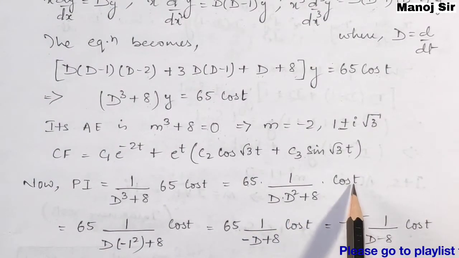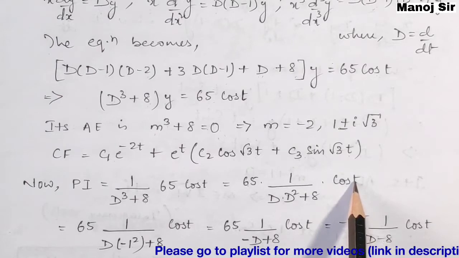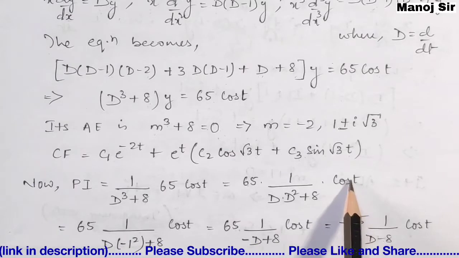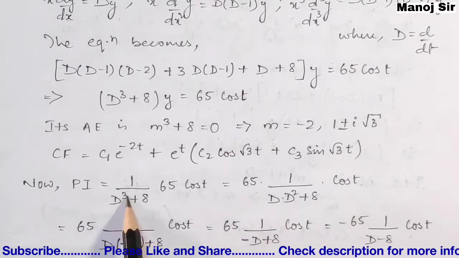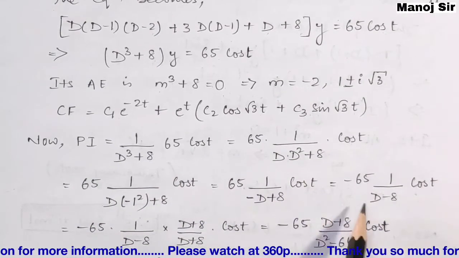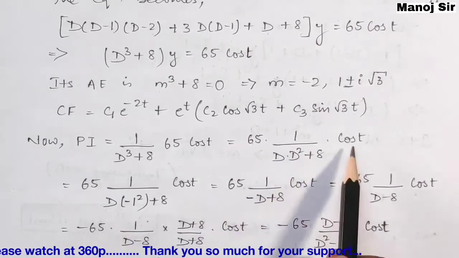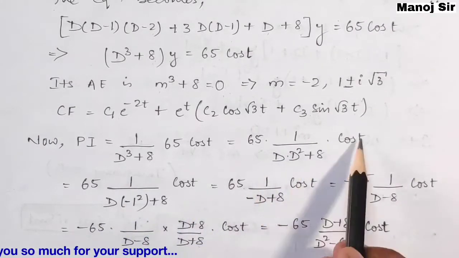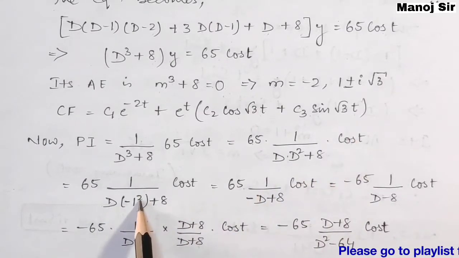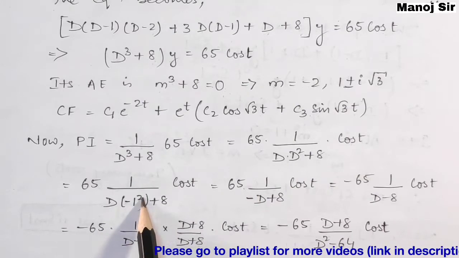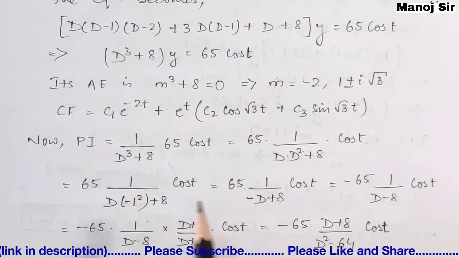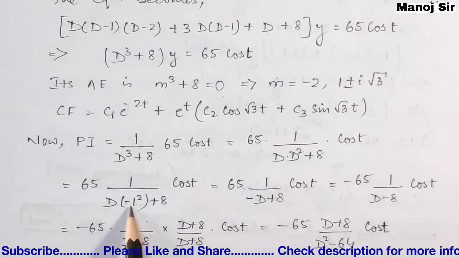Now here we have a function of t, and what is the coefficient of t? It is 1. So D cube can be written as D into D square. In place of this D square, we are going to write minus of the coefficient of t, and the coefficient is 1, so minus of 1 square. Minus of 1 square means 1 square, that is 1, and with the negative sign we have minus 1. So 65 1 upon D into what is D square, that is minus of 1 square.